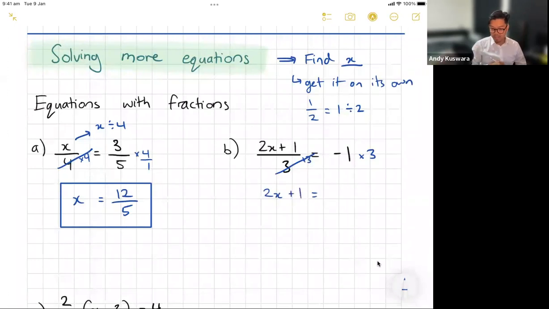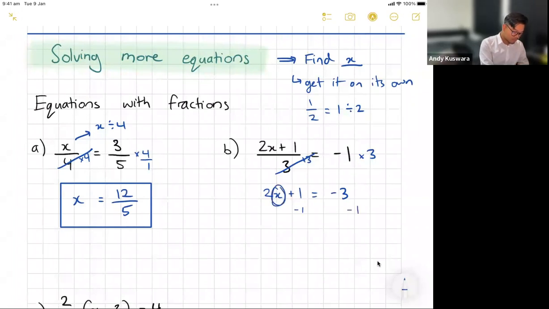But on the right-hand side now, I've got minus 1 times 3. I actually know that that's going to be negative 3. Now, let's solve as we usually solve. I'm going to work my way towards finding this x here. So first things first, I'm going to minus that 1.